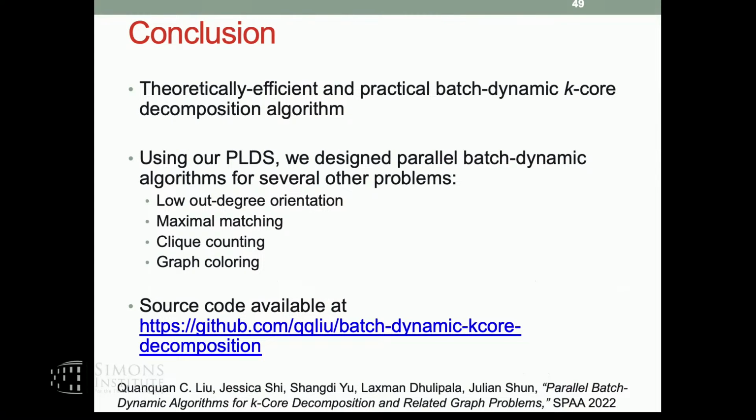Okay, so let me conclude. I talked about a theoretically efficient and practical batch dynamic K-core decomposition algorithm. Using the PLDS, we are also able to get parallel batch dynamic algorithms for several other problems. So low out-degree orientation is sort of a trivial corollary of the level data structure, but we also looked at maximal matching, clique counting, and graph coloring. The graph coloring result is a parallelization of a recent paper by Henzinger et al. The source code is available online if anyone's interested in checking it out. And that's it.